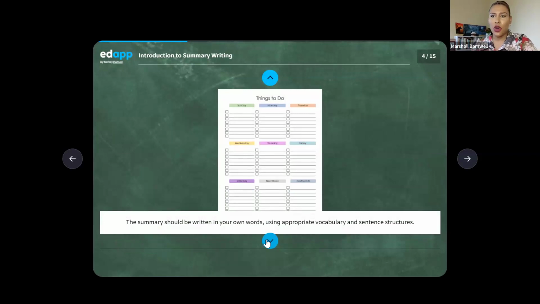Now, this is something that you always hear about summaries. Summaries should be written in your own words, but then they're telling you summaries are not yours and they're not reflective of your opinions. Well, what they mean when they say it is written in your own words is that you are not lifting.